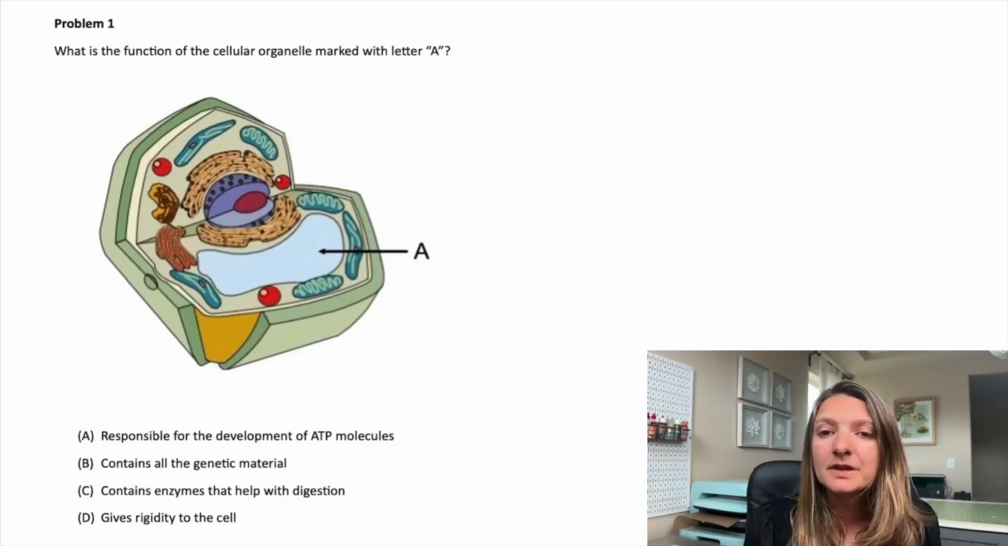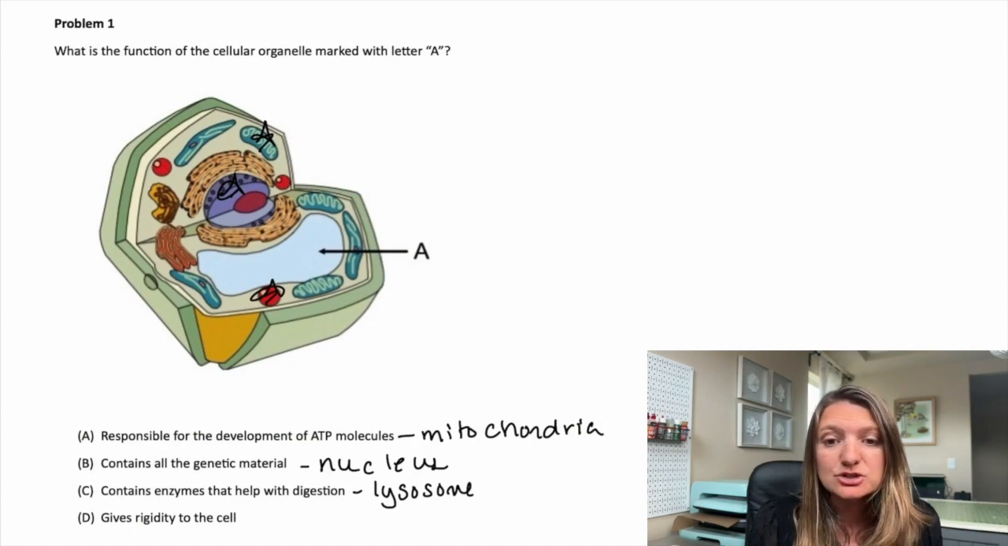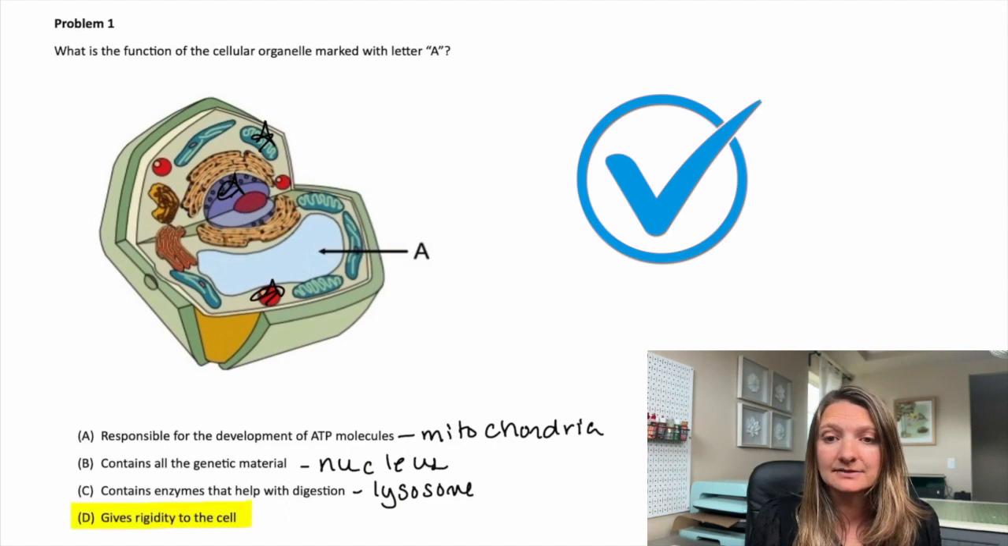Problem number 1. What is the function of the cellular organelle marked with the letter A? So, responsible for the development of ATP molecules, that's the mitochondria, that green organelle. Contains all the genetic material, that would be the nucleus, which is labeled in purple. Contains the enzymes to help with digestion, that's the lysosome in red there. And then gives rigidity to the cell. That is our answer, that is A, the vacuole.